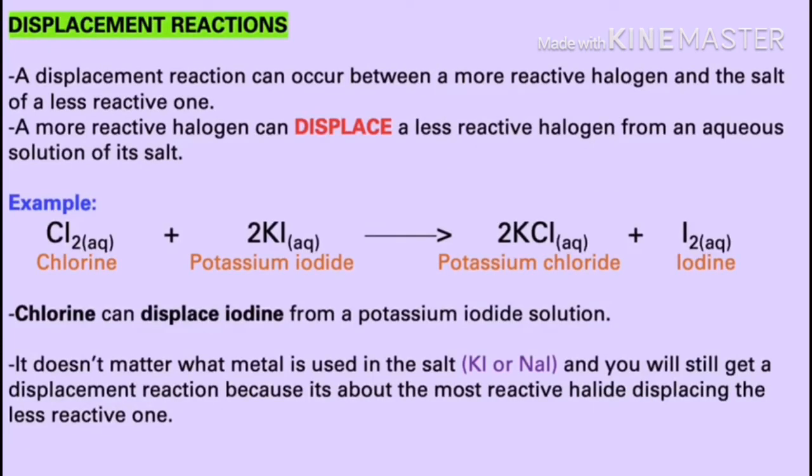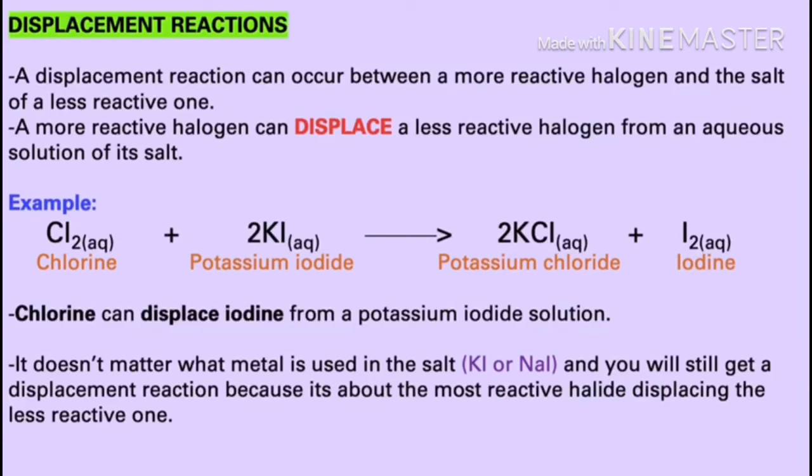Displacement reaction. A displacement reaction can occur between a more reactive halogen and the salt of the less reactive one. A more reactive halogen can displace a less reactive halogen from an aqueous solution of its salt. So, looking at this example below, potassium iodide is a salt, and for this displacement reaction to take place, it must be in the form of an aqueous solution. To do this, water is added.